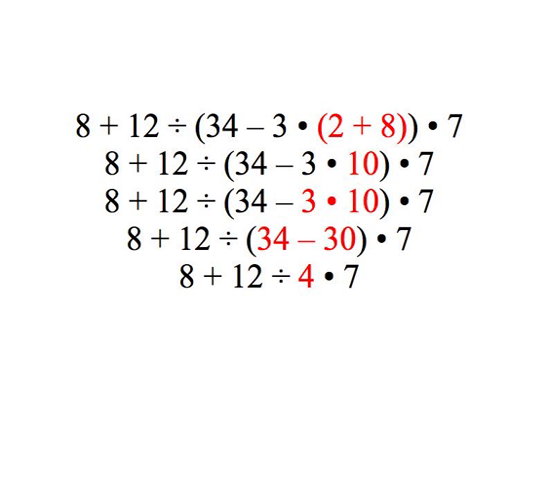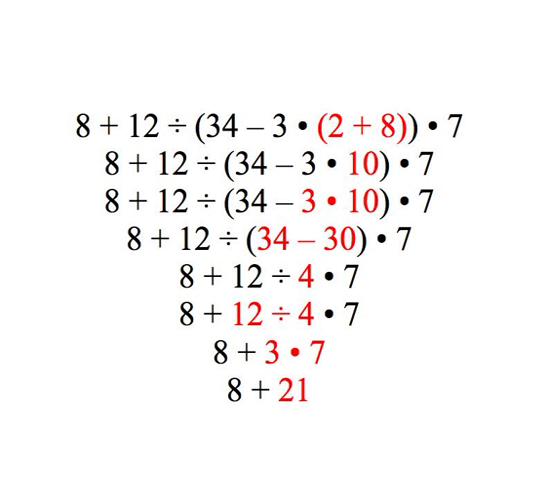Now we're done with the groups. The division and the multiplication go left to right. And finally, we have 3 times 7 to make 21, and we add it to 8 to make 29.